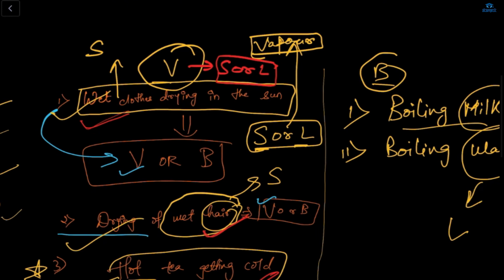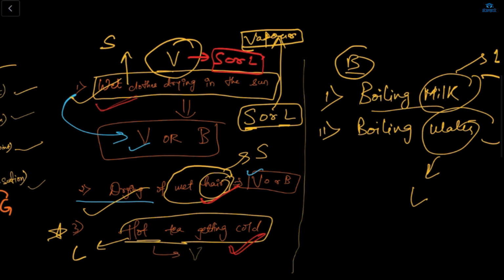Ma'am, so basically, with the help of this example only. For example, if we dry the wet clothes in the sun, the clothes are solid and the liquid in the wet clothes is getting dried. So basically, solid or liquid is getting converted into vapor. So that's why it's vaporization. But for boiling milk or boiling water, we are increasing the temperature for the milk or water to get it to the boiling temperature. So that's why it's boiling. Yes, so vaporization is solid or liquid, and here only liquid.